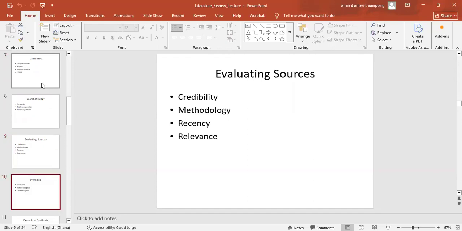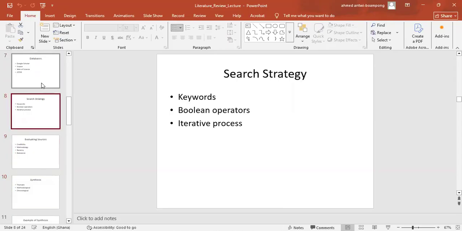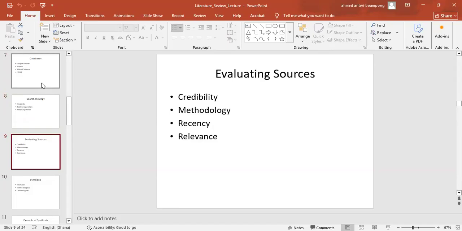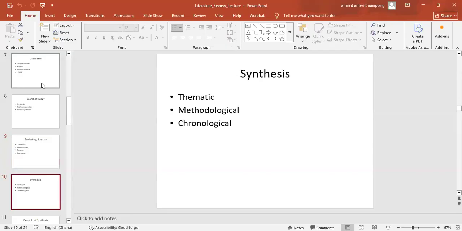All right. So I said that there's a research strategy, and then you also have to evaluate your sources. You must check for the credibility of the journal and the methodology that was used. We'll also look at the recency and the relevance of that article in your review.